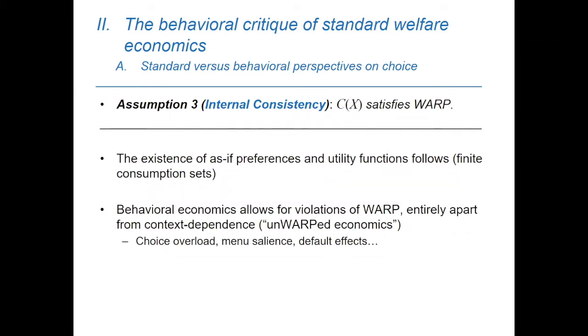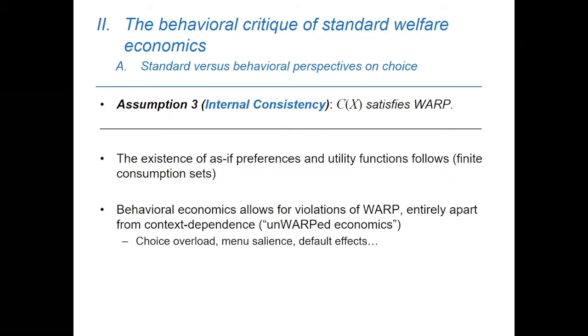The third assumption in the standard approach is internal consistency. And it says that the choice correspondence C satisfies the weak axiom of revealed preference. We know that the existence of as-if preferences and utility functions follows immediately from this assumption, at least for the case where we have finite consumption sets, and these results can, of course, be extended with some additional technical requirements. Now, behavioral economics, in contrast, allows for violations of WARP entirely apart from context dependence. And consequently, I've sometimes used the term unwarped economics to describe what we do in behavioral economics.